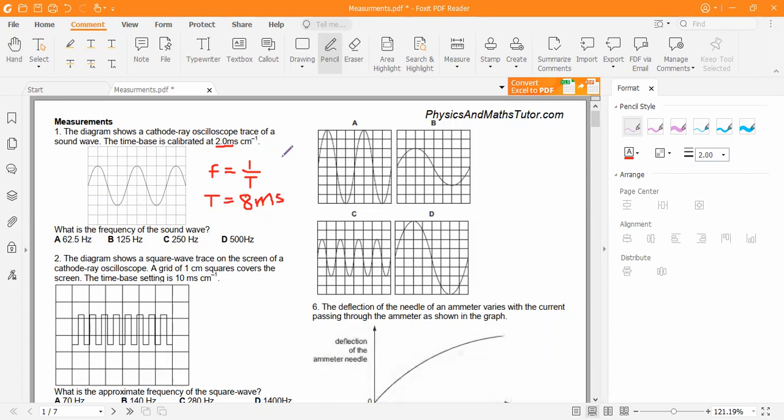Last thing I need to do is apply this formula, f is equal to 1 over T. I will take 1 over 0.008. Don't forget to change the unit. When we are doing any calculation for frequency, we have to do it in SI units. So instead of using 1 by 8, we will say 1 by 0.008. And the answer is 125 hertz. So this is the answer, 125 hertz.